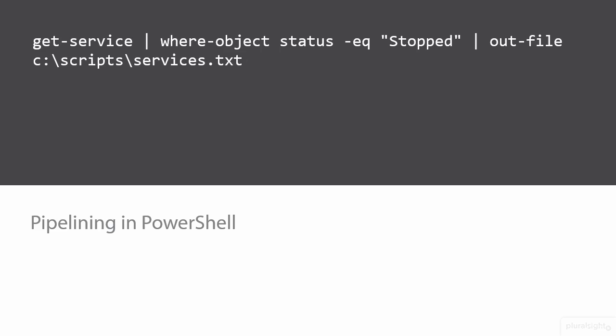A good example of that would be our get-service example, where we take get-service, we pipe that into the where-object looking for a status equal to stopped, and then we pipe that into out-file so that we can send that output into a text file. What we get in the end is a list of all of the services that are stopped on a specific system, and we get that in a file. So that's how we use the pipeline.